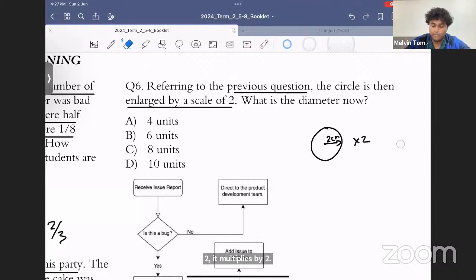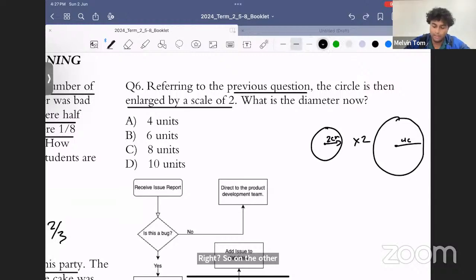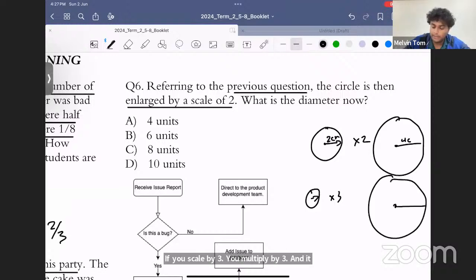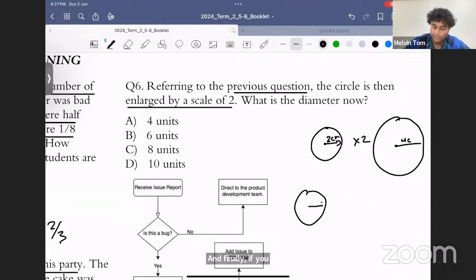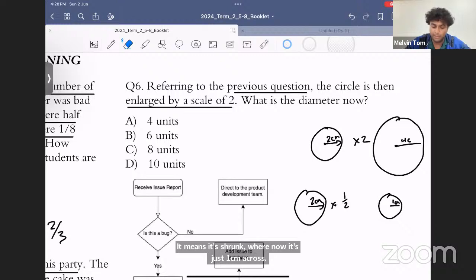So on the other hand, if you scale by 3, you multiply by 3, and it is 6 centimeters across. And finally, you can get something where it says it scales by a half. It means it's shrunk, where now it's just 1 centimeter across, right? It's basically the number you multiply with.